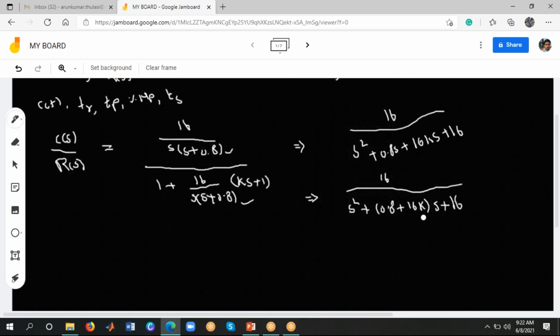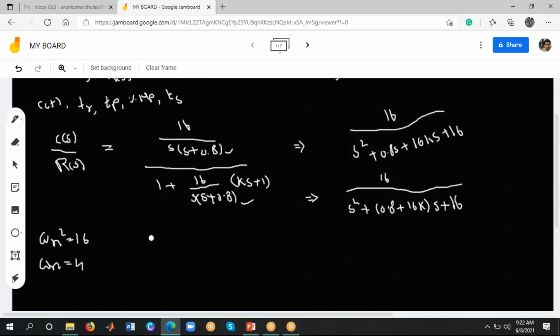Now we need to find the value of k first. Once we find the k value, then we can find the response and the time domain specifications. So our intention is to find that k value. Now this is the characteristic equation, right? When this equation is compared to the standard form characteristic equation, omega n square is 16 and omega n is 4.